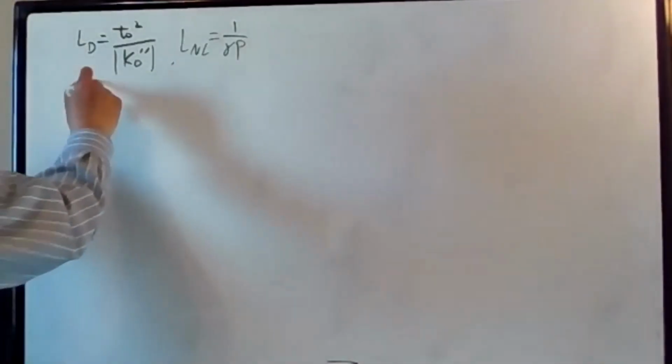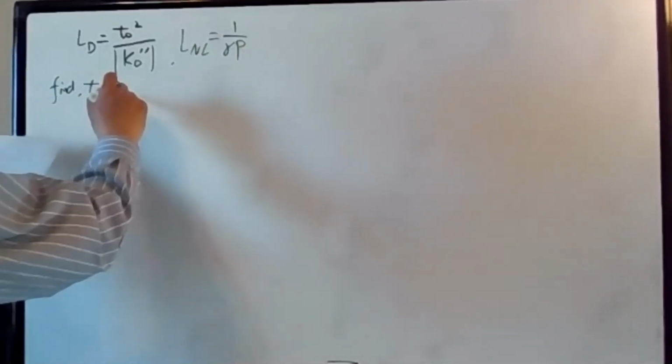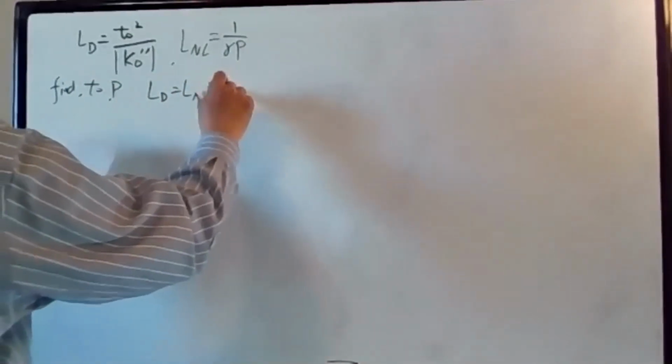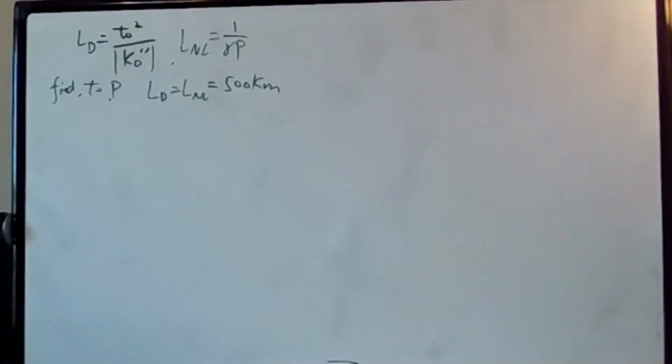Nonlinear length is 1 over gamma P. Last class, we learned that we're able to find T naught and P so that LD equals the nonlinear length at 500 kilometer, right? That's what we learned from the last class.